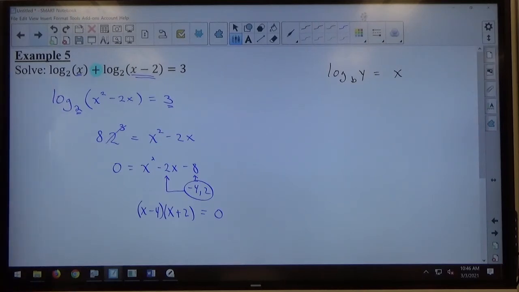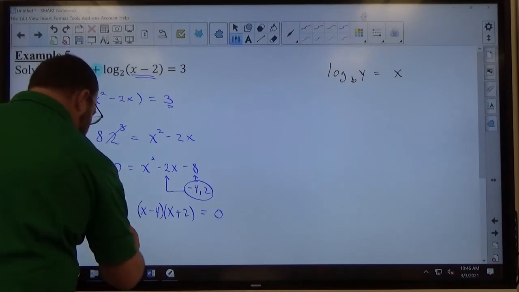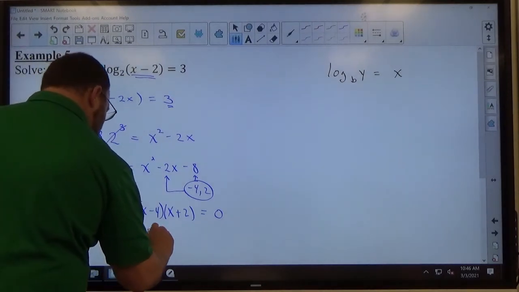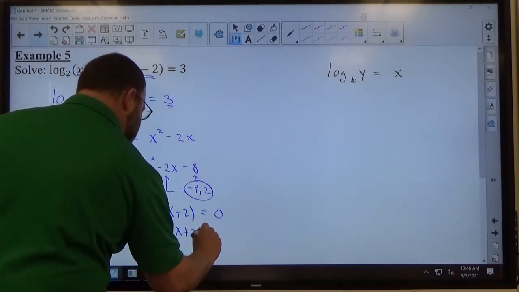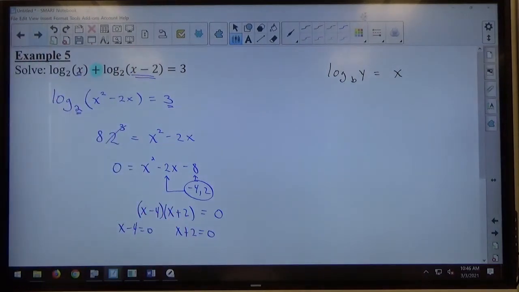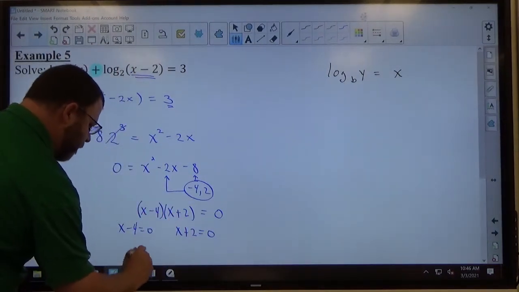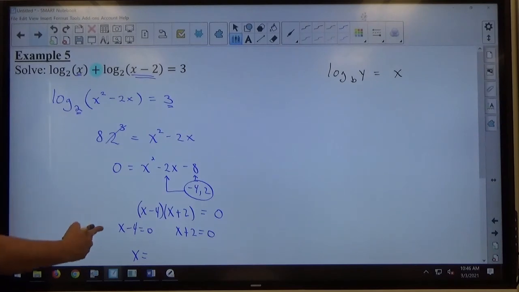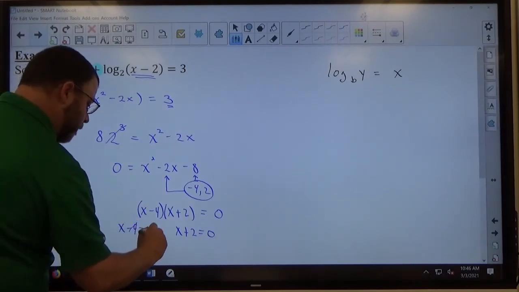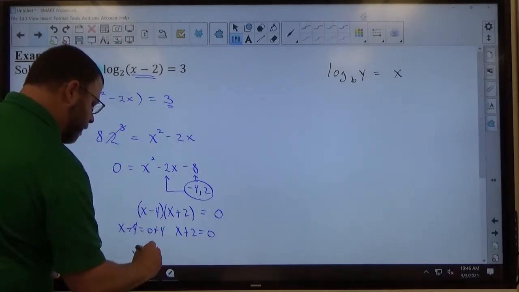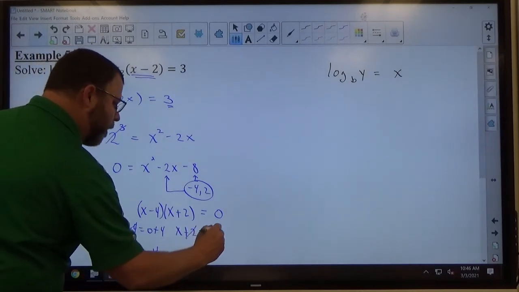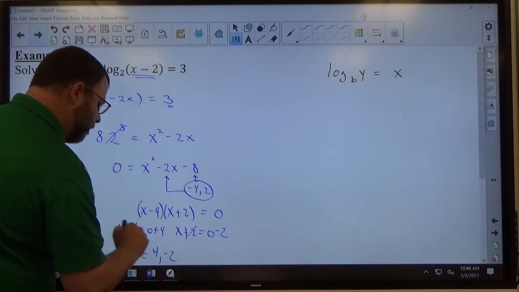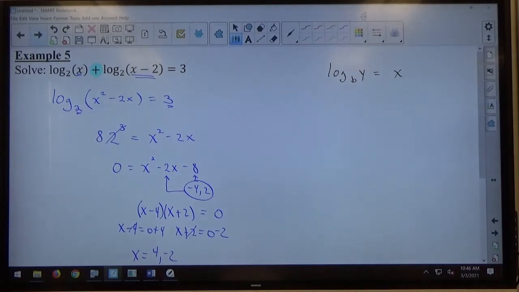So I've got two factors. Either factor 1 equals 0 or factor 2 equals 0. So if I get my x's for each of these, for the first one, if I move the 4 to the other side, it's negative 4 moves across, becomes positive 4. 0 plus 4 is 4. The second one, if I take the positive 2 across, becomes negative 2. 0 minus 2 is negative 2. So again, I'm getting two answers.